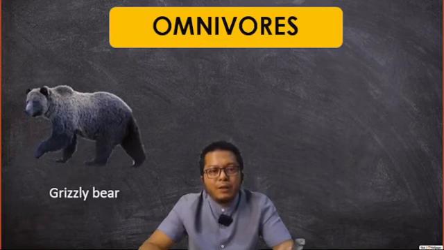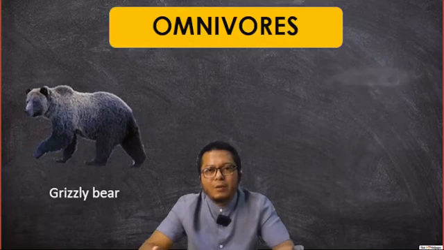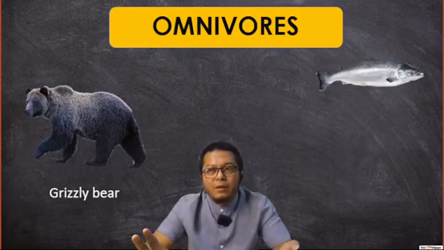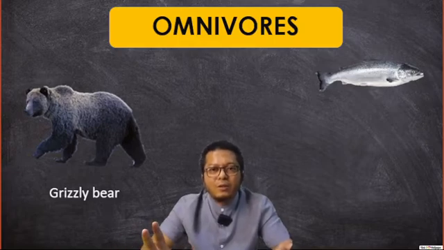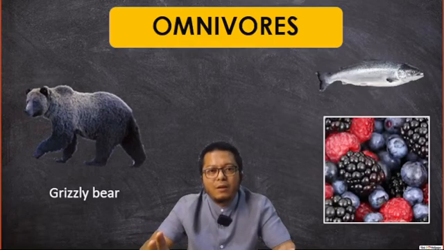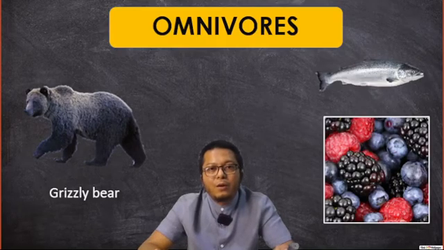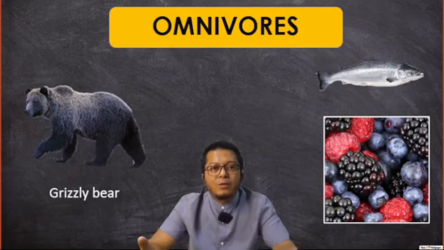Grizzly bear. Here, grizzly bear can eat both plants and animals. Ia boleh makan fish. On the TV, on YouTube, I saw that grizzly bear eats shellfish, kerang-kerangan. Yes, I did see that on the TV. And then grizzly bear also eats fruits. Fruits are also parts of a plant. So grizzly bear is in the omnivores group.